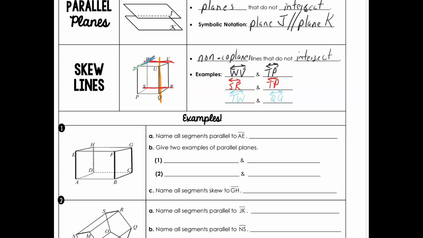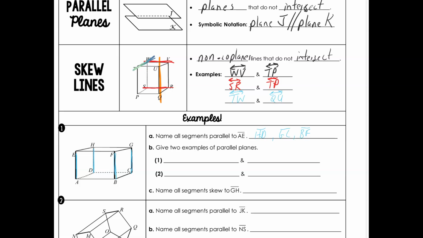So here's a figure, and we're just going to name all segments parallel to AE. So look at AE. First find AE, and I'm going to kind of highlight it here. Here's AE. And I want every segment that's parallel to that segment. And actually, since it says segment AE, I think I'm actually just going to highlight just the segment instead of the line. All right, let's pause it and see how you guys can do with that.